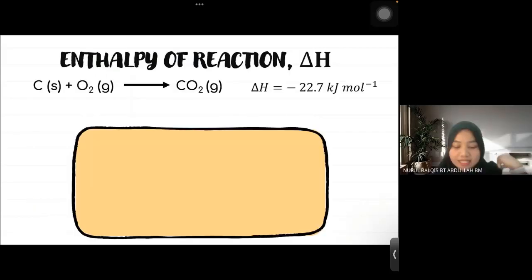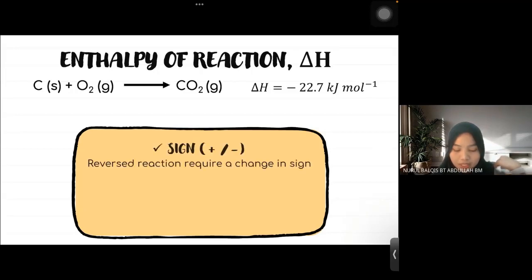Okay, Miss. Okay, macam saya cakap tadi, enthalpy of reactions, this is the example. Okay, so we are going to focus on the two things, the sign and also the magnitude. So sign we have positive and negative. Okay, here, let's say given to you delta H, these reactions, carbon react with oxygen gas to form carbon dioxide. You will have enthalpy given by the experiment is negative 22.7 kilojoule per mole. Okay, so this negative sign lah.